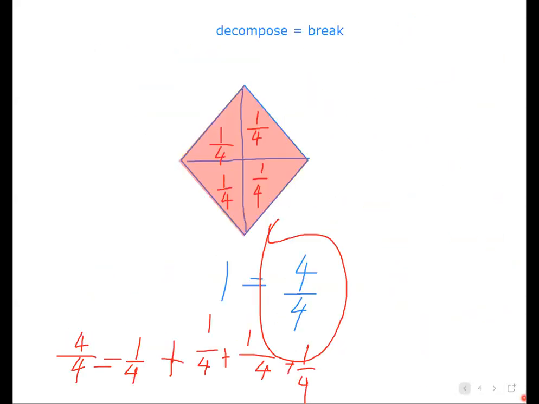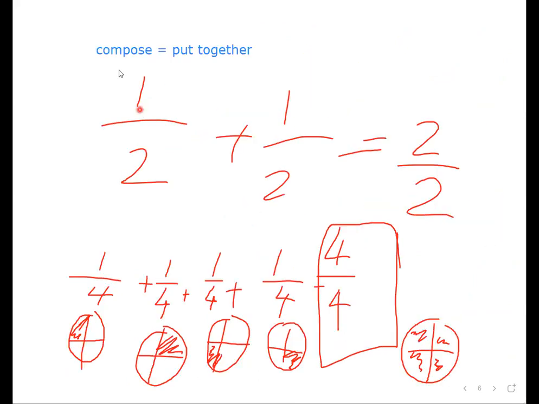Also, I can decompose, and that means I break. Like when I have the whole one, I break it. Look, the shape is fourths, 1/4, 1/4, 1/4. Easy. Or I can put them together, and that is what I call compose. Look, I have the parts, and I just put all parts together to get the final circle.